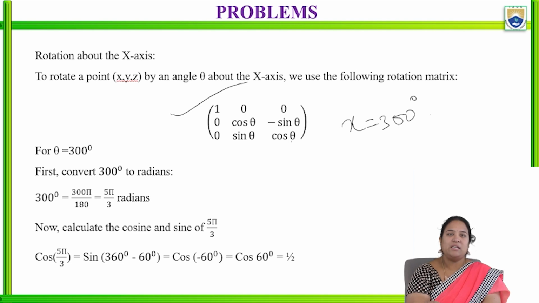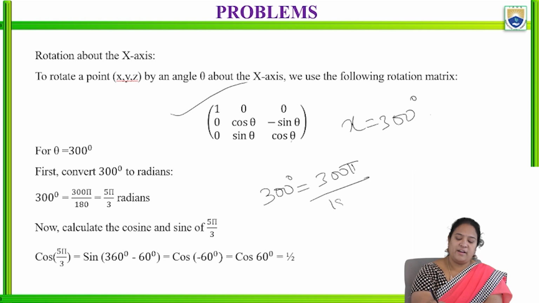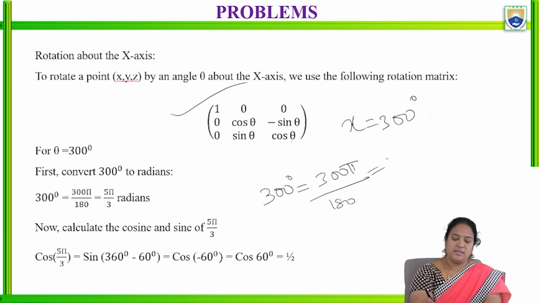But here what is theta? It is nothing but 300 degrees. When we write that in the form of radians, how do we write? 300 degrees is equal to 300 pi by 180. What is 300 pi by 180? When we cancel this, what do we get?